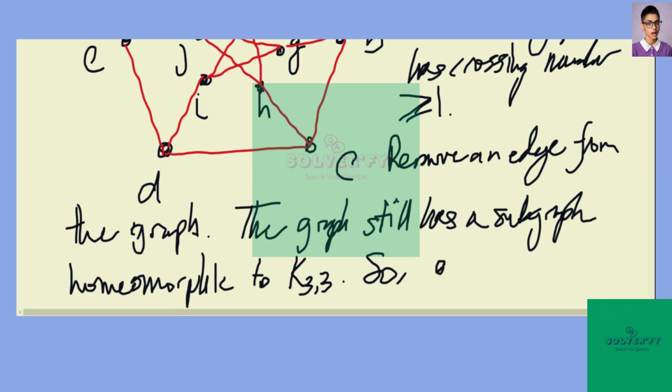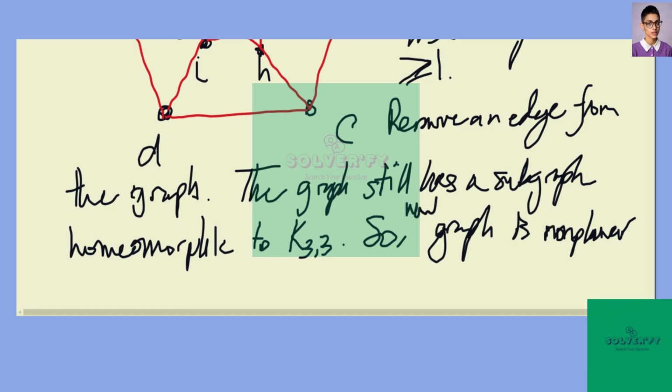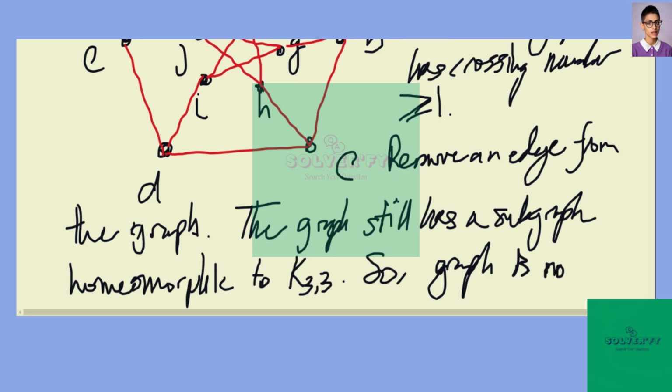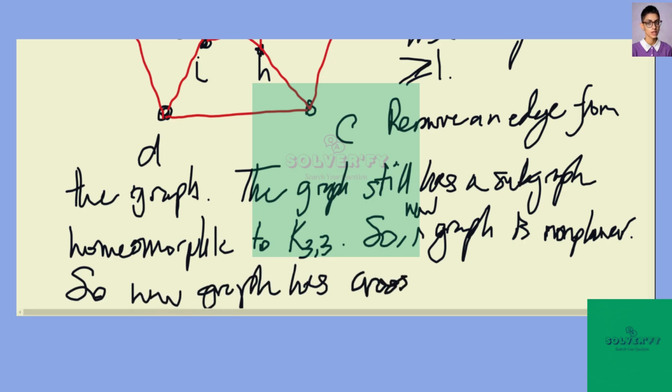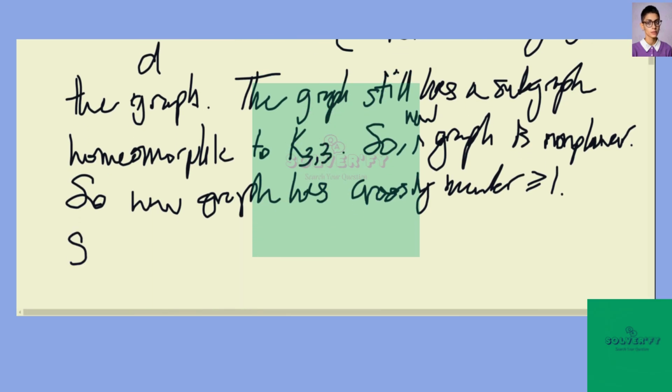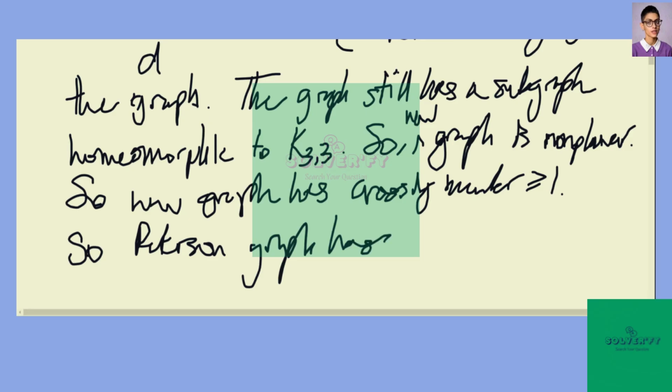So this means that the graph is non-planar still, and so the new graph has a crossing number greater than or equal to 1, and so it follows that the Petersen graph has a crossing number greater than or equal to 2, since we're adding back an edge.